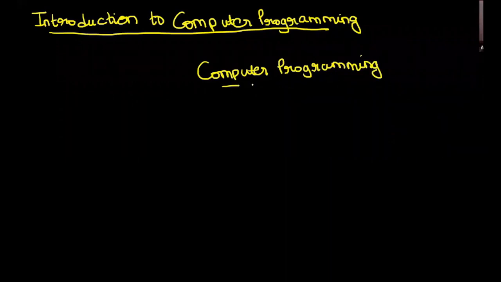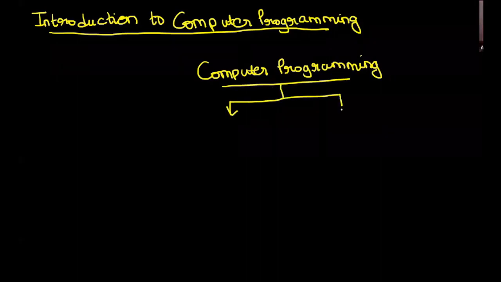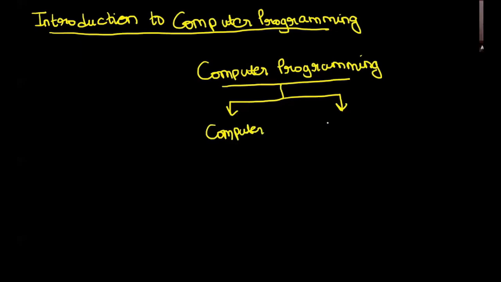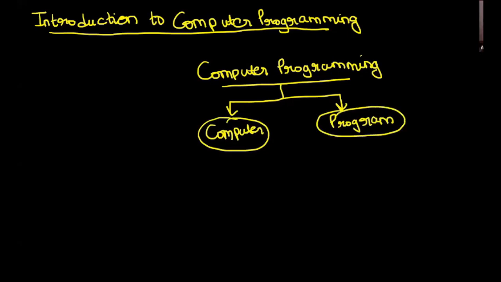In order to understand this word computer programming, we can break this up into two simpler words. What are those two words? The first word is computer and the second one is program. Now if I understand these two terms, computer and program, then we will be in a better position to understand what we mean by computer programming. So let's start with the basic understanding of what a computer exactly is.